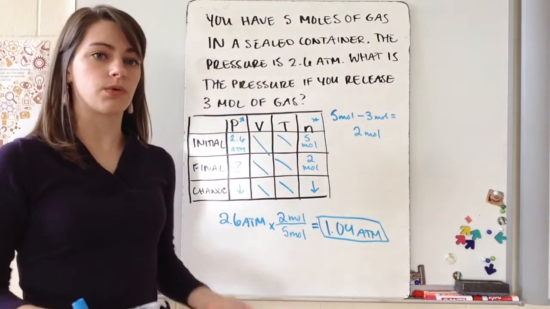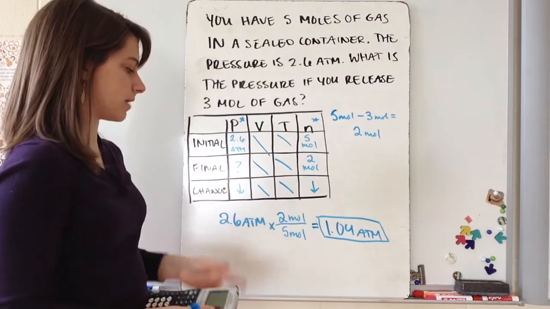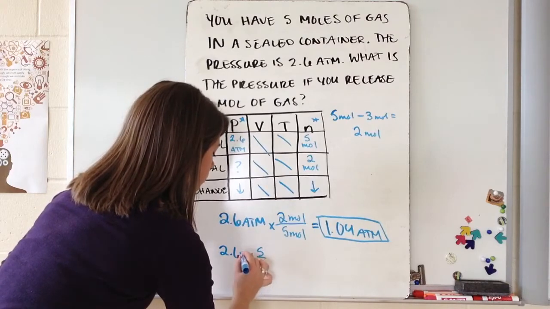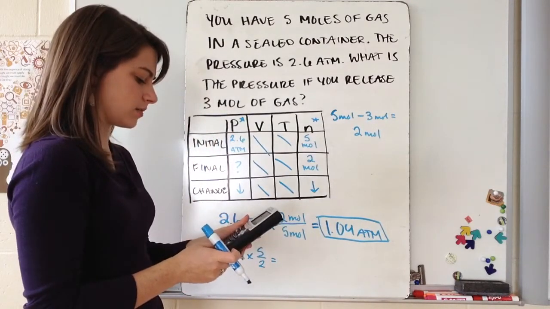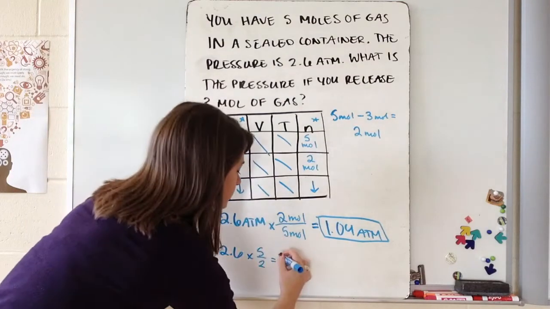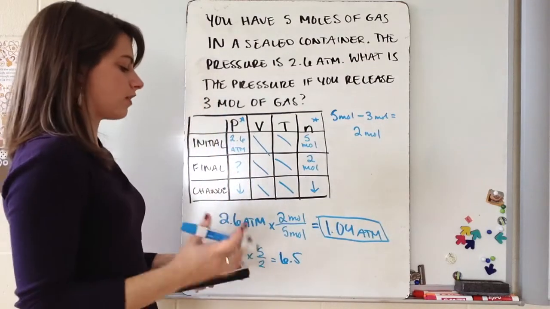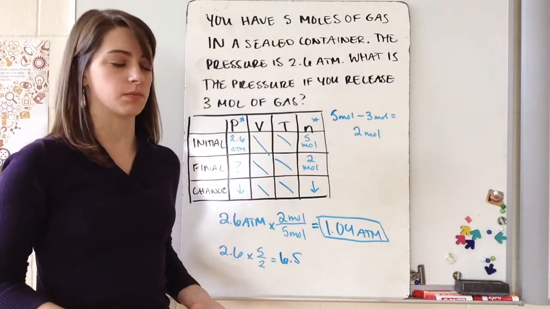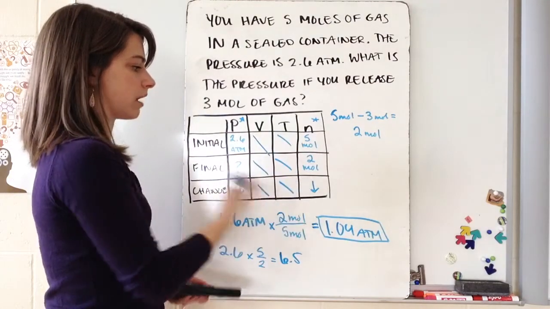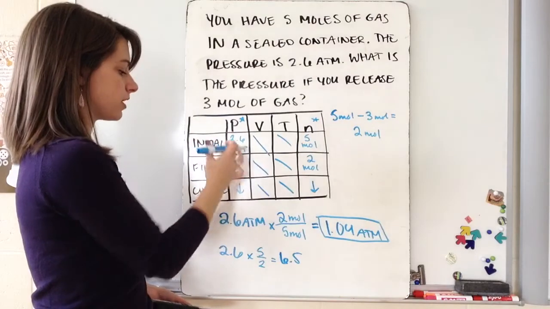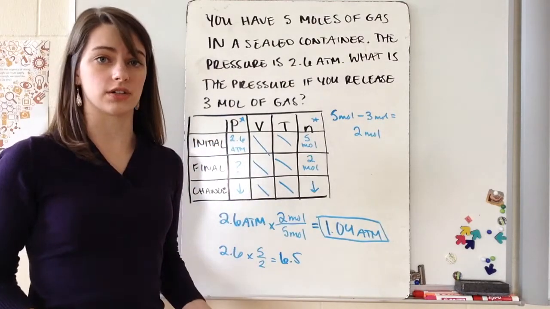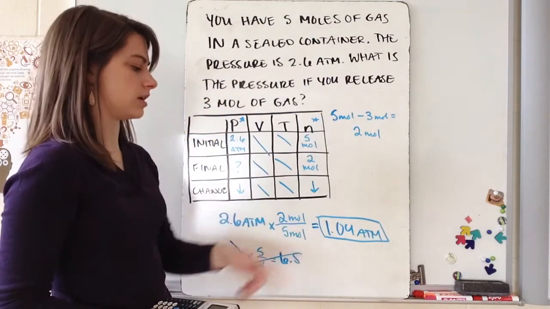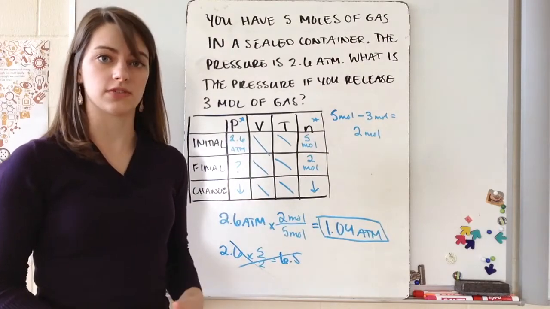Remember, you can always do this both ways. You can flip these numbers and see which one makes sense. If we did 2.6 times 5 over 2, we'll get a bigger number. We get 6.5. Now, if I had gotten that as my answer, and I went to go back and ask myself, does that make sense? 6.5 wouldn't make sense for a pressure. If my number of particles is going down, my pressure should also go down. Going from 2.6 to 6.5 isn't a decrease in pressure. That's an increase in pressure. So this one is not right. So we know that our final pressure is going to be 1.04 atmospheres.